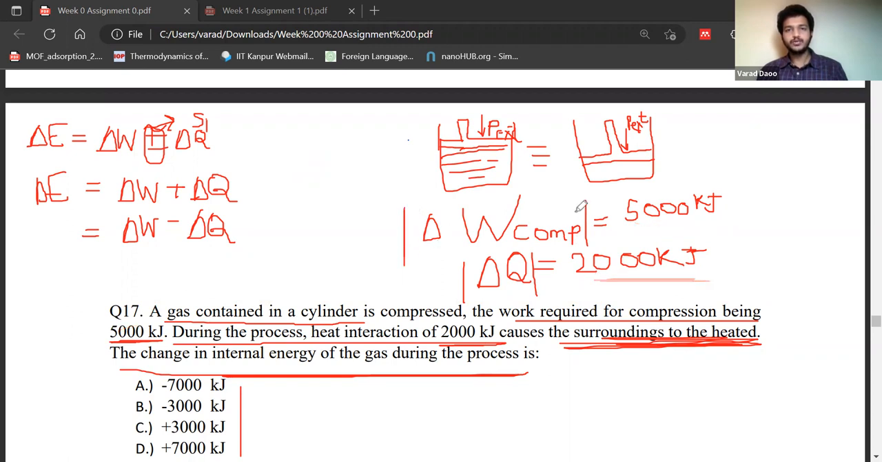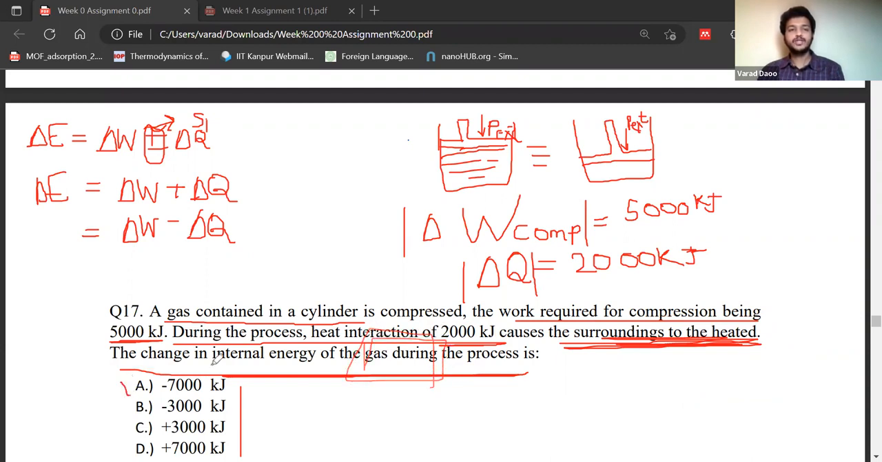So this is absolute work. These are absolute quantities, and the examiner has also said the surrounding is heated. That means heat is lost by the system. 2,000 kilojoule of heat is lost by the system and it is going into the surrounding. And the examiner is asking for the change in the internal energy of the gas, not of the surrounding, but of the gas.